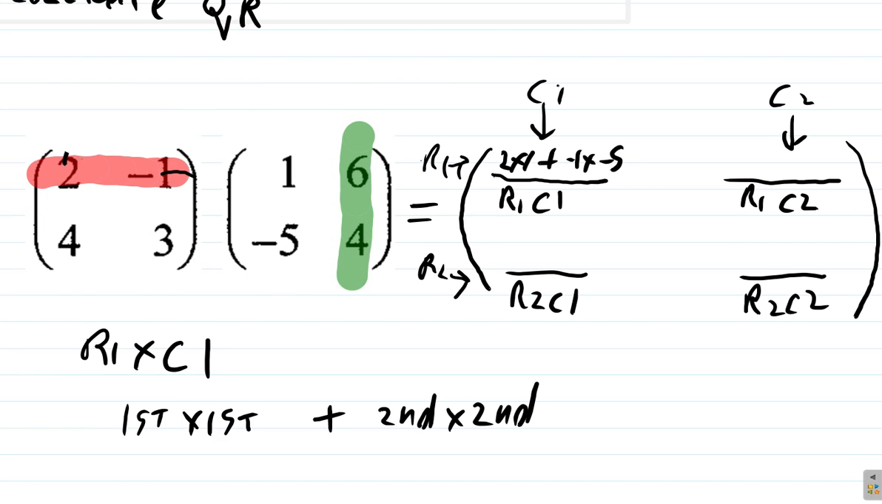So it's first by first plus second by second. You see that? We're going to have 2 by 6 plus negative 1 by 4. Alright? Make sure you follow.